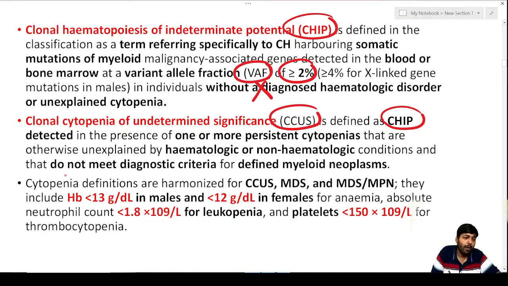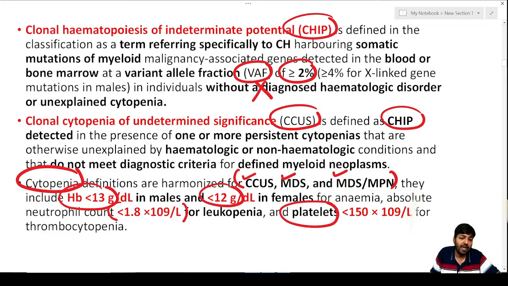Okay, now a very important thing: in the new edition, the cytopenia definition for certain entities has been harmonized. So for entities like CCUS, MDS or MDS-MPN, whenever you are speaking about cytopenia, that means in males hemoglobin is less than 13 and in females less than 12 gram per deciliter for anemia. For absolute neutrophil count, the cutoff level is 1800 cells per cubic millimeter for leukopenia, and a platelet count less than 1.5 lakhs per cubic millimeter is regarded as thrombocytopenia. So this has been given, and these terms are formally introduced.